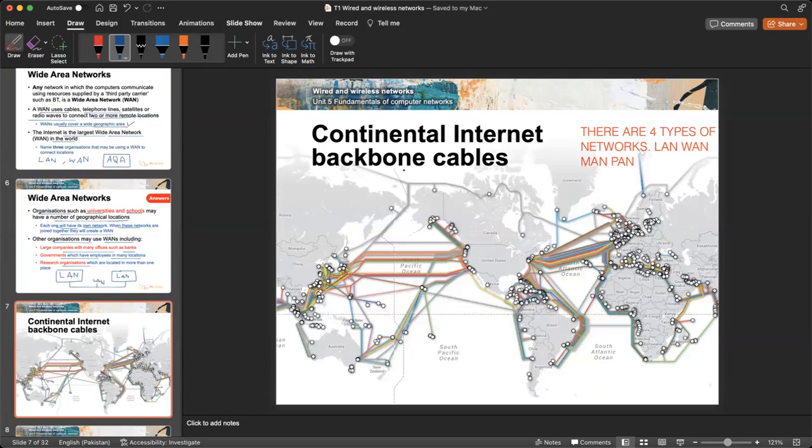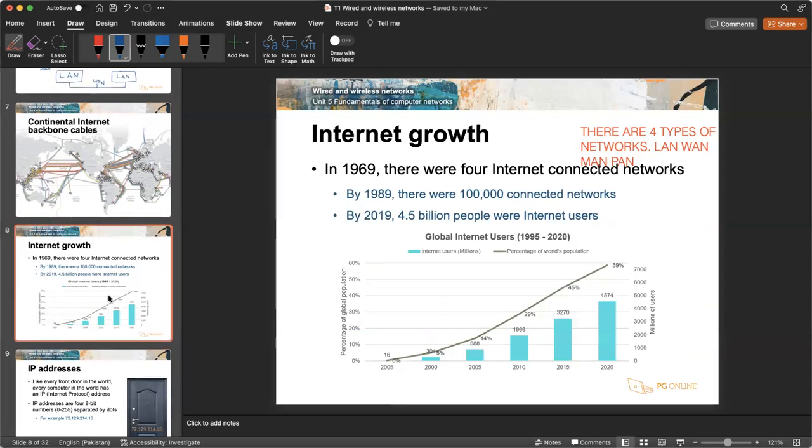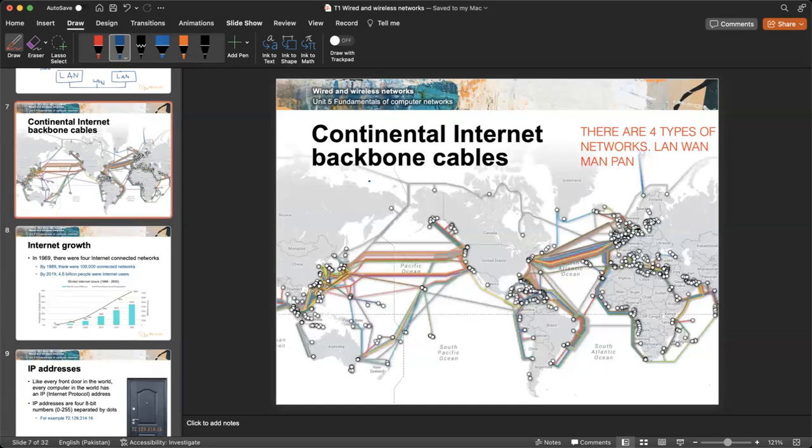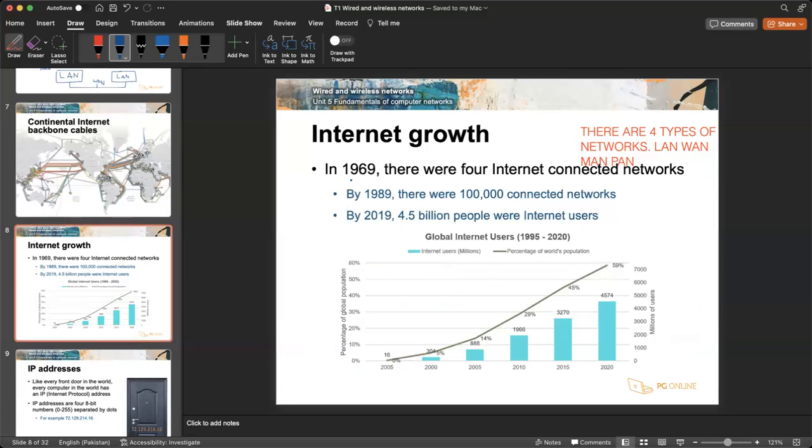So, continental internet backbone cables. Remember I taught you that fiber optic cables spread from one part to another with the help of underwater cables. Yeah, I remember. And I told you that there's a shark that eats the fiber optic cable, right? So look, this is the same thing: how the cables are spreading from one continent to another. And I told you that in Pakistan, the fiber optic cable is gifted by Microsoft and Facebook. These two companies provided a fiber optic cable as a gift. In that way, we are connected to the internet. So this is our internet growth. You can see in 1969, there were 4 internet connected networks, but in 2019, 4.5 billion people use the internet.